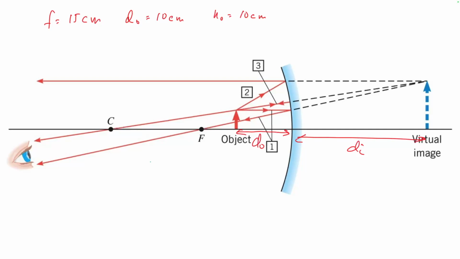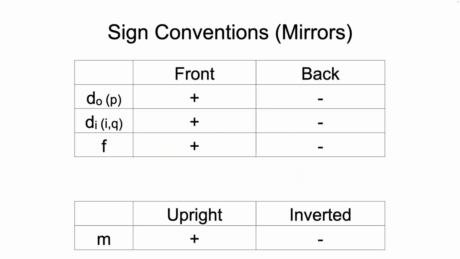Focal length is given, so the master mirror equation gives the relationship between focal length, object distance, and image distance. I can rearrange that to solve for my image distance. I did this last time, I'm just going to do it quickly here. When we look at the sign conventions, what are we going to put in? Let's start with focal length.